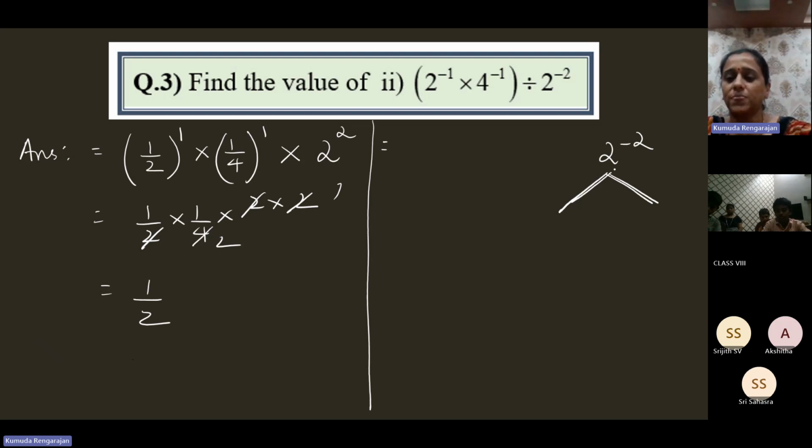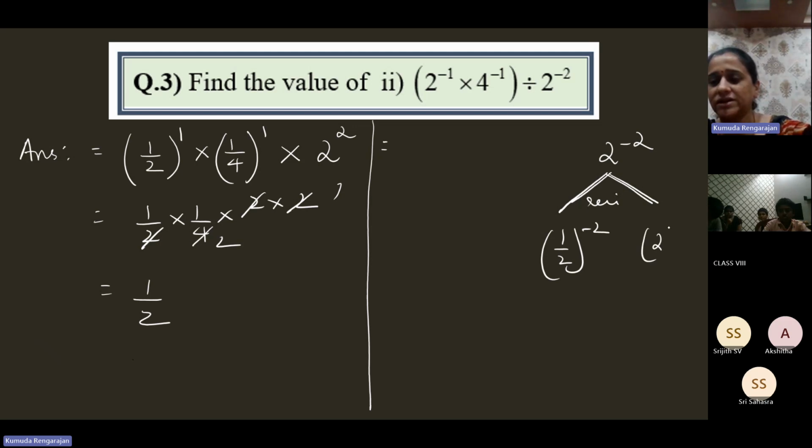One is reciprocal of the base, so 1 by 2. Then you should write the power as it is. The other is write the base as it is and take the negative of the power. So which is the better one? This answer, because you have a positive power. You always want a positive power. So you choose the best of the two answers.